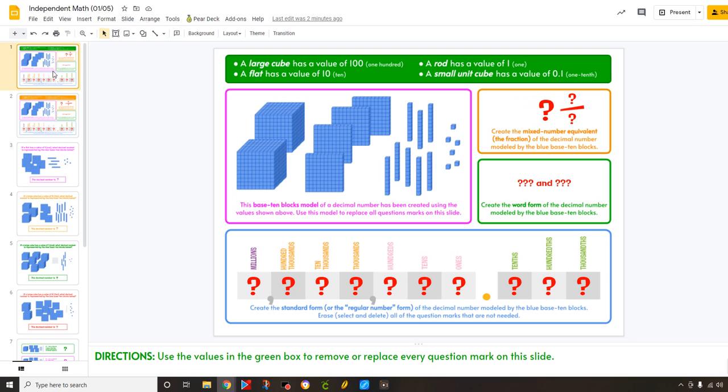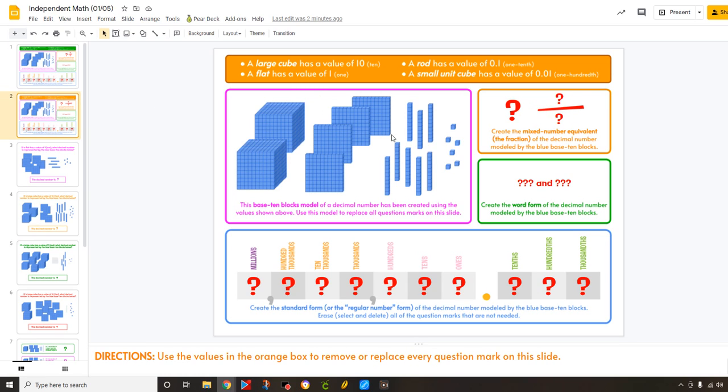For these first two slides, you'll be using the value that you see in this model to figure out what the fraction form, the word form, and the standard number, decimal number form is for this picture that you see here. You have to first start by looking at the value up here.